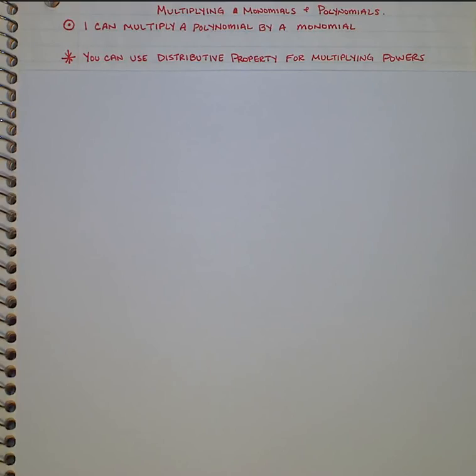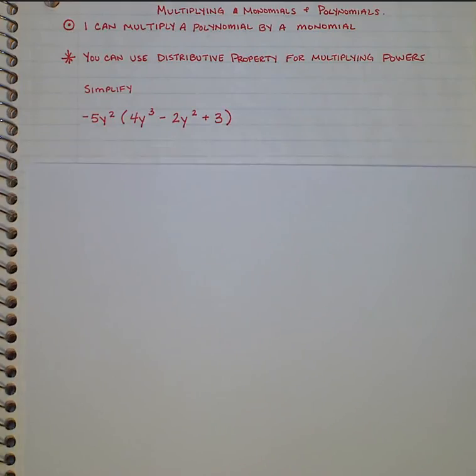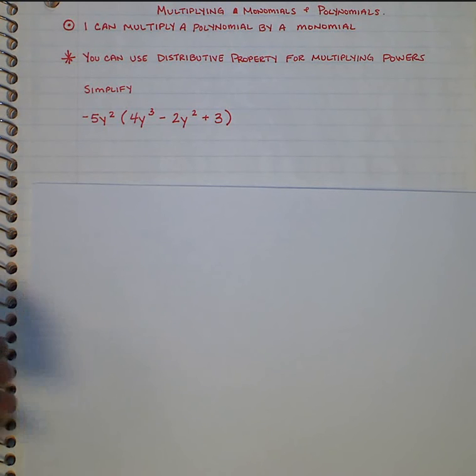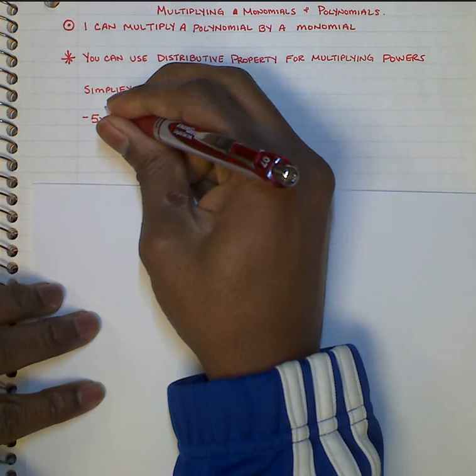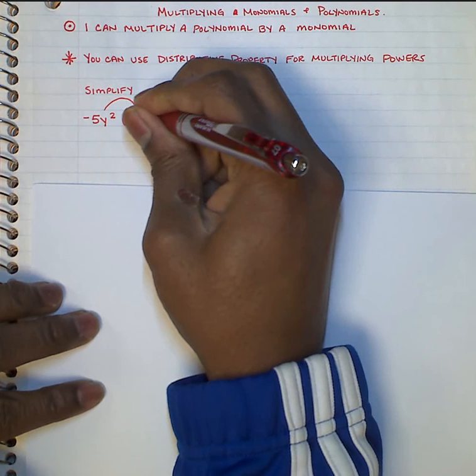We're going to jump straight into an example because we've already done these rules separately, and now we're going to pull them together. We have negative 5y squared times the polynomial 4y to the third minus 2y squared plus 3. We're going to use the distributive property, so I'm going to take this first term, negative 5y squared, and multiply it by 4y cubed.